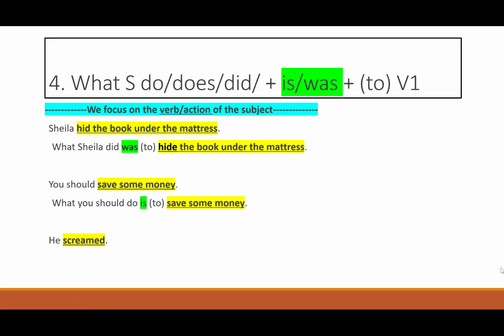Next, he screamed. Look at the pattern. We have to use what, and then the subject is he. Check the tense. Screamed, past tense. Therefore, we have to use did. Because this is past tense, we have to use was, then to verb 1. So the result becomes what he did was to scream, or scream. What he did was scream.